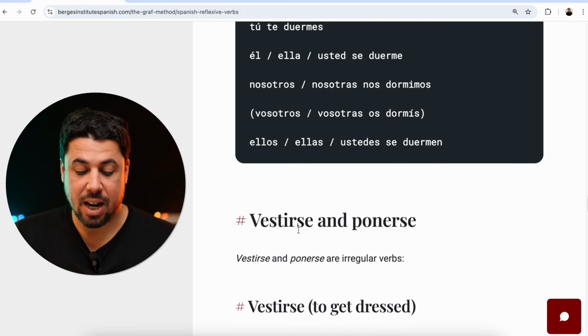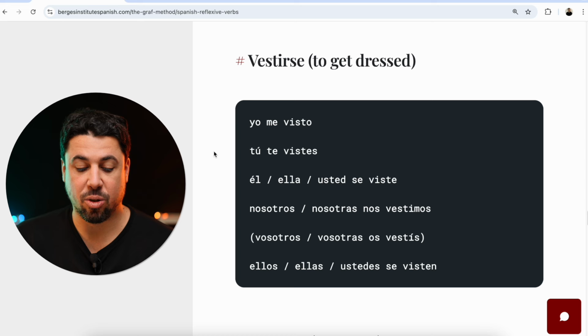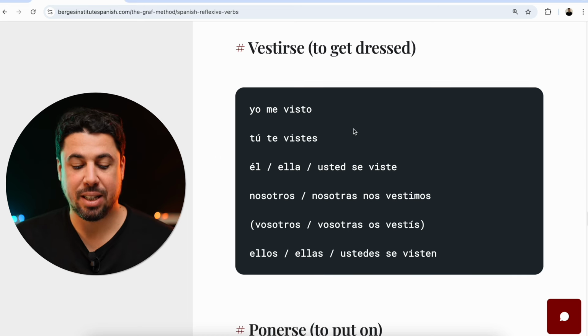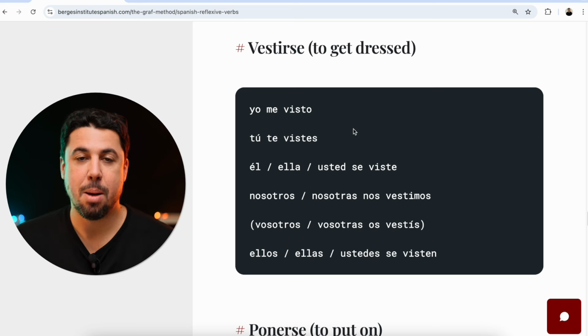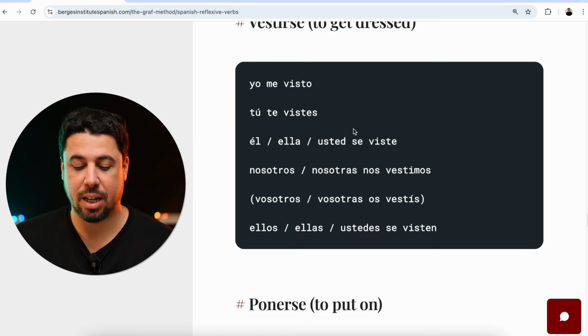Vestirse and ponerse are irregular, so we just have to memorize them. Vestirse, which is to get dressed. Yo me visto. Tú te vistes. Él, ella, usted se viste. Nosotros, nosotras nos vestimos. Vosotros, vosotras os vestís. Ellos, ellas, ustedes se visten.